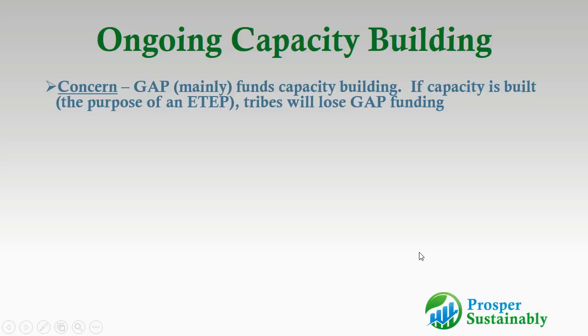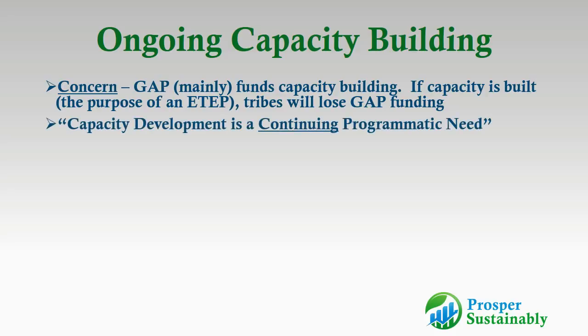And so, as I mentioned, the concern is that you probably have mainly GAP funds for your program, and those GAP funds are limited to capacity building. And a concern maybe is that if your capacity is built, which is technically the purpose of an ETEP and of your GAP program, you may lose funding. But the EPA does acknowledge that capacity building is a continuing programmatic need. So just because you've built capacity in a particular area doesn't mean you're going to lose funding.